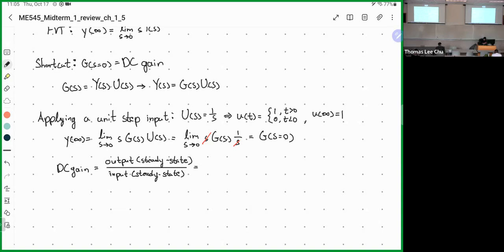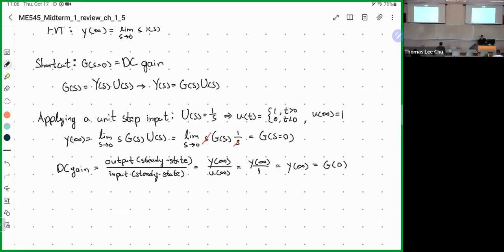Which is equal to y at steady state divided by u at steady state, which is equal to y at infinity divided by 1, because our input is 1, which is equal to y at infinity, which is equal to g at 0. Does that make sense?